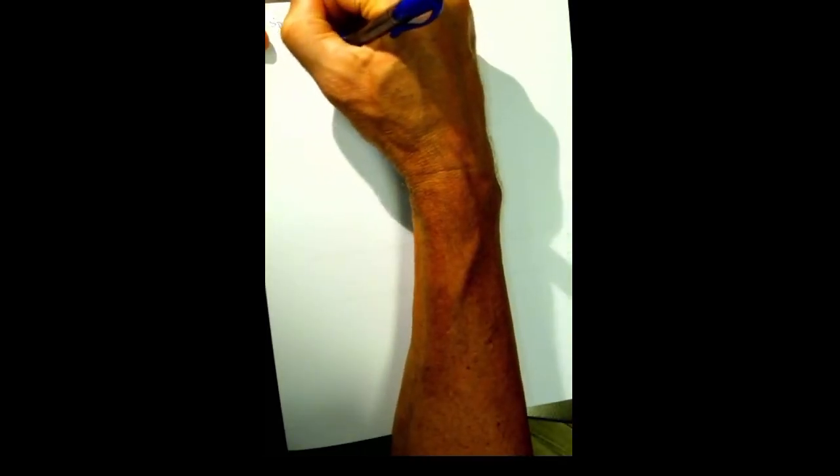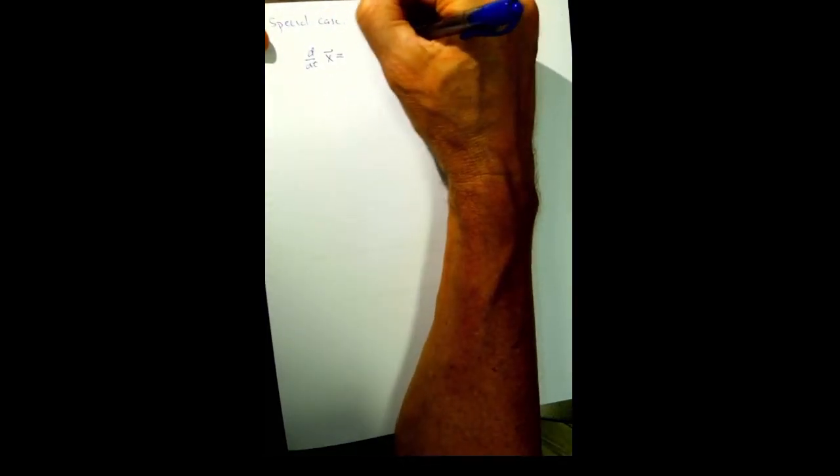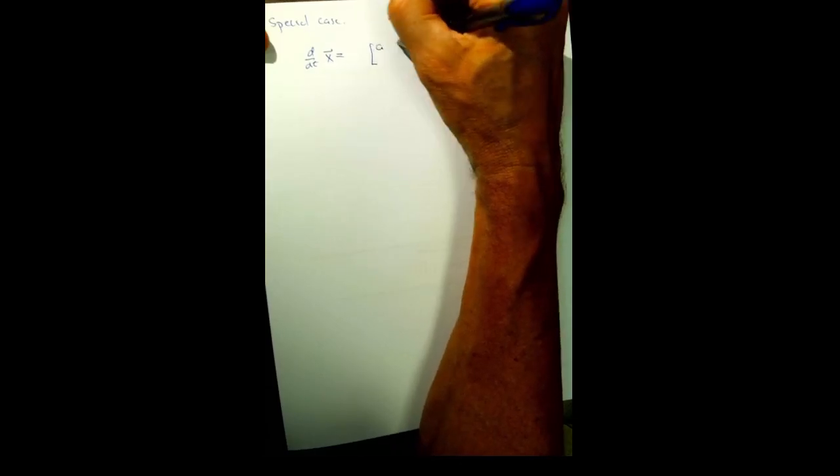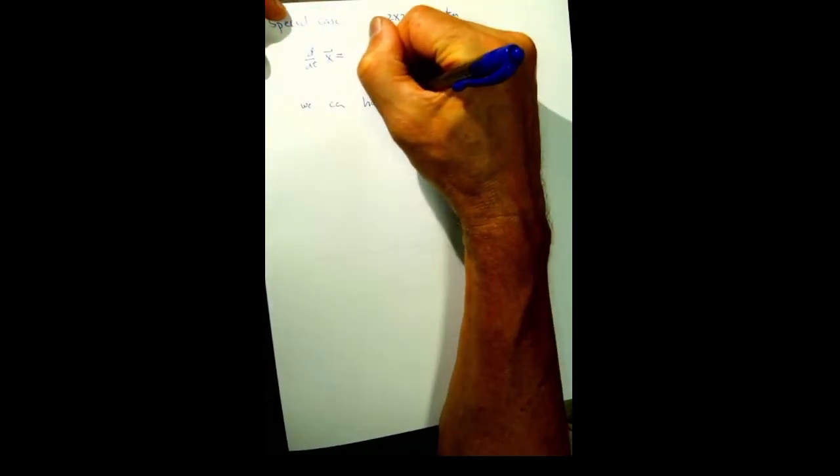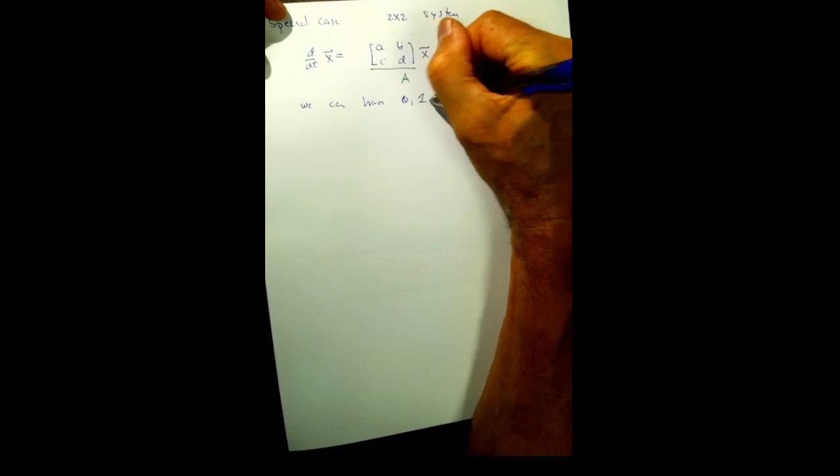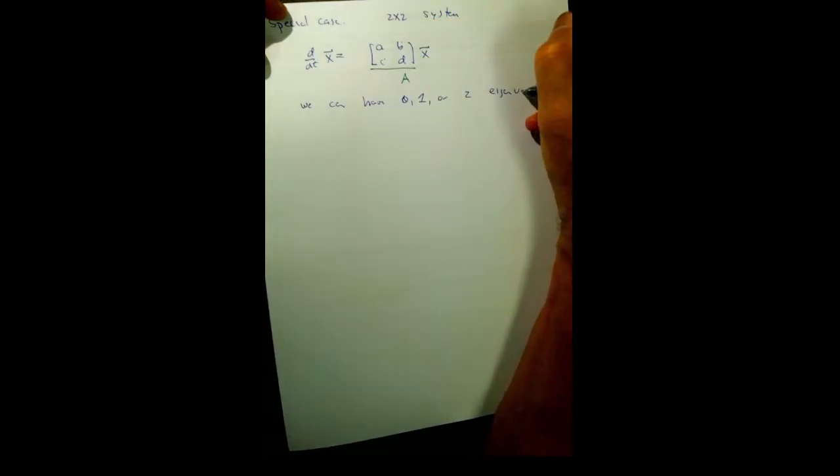So let's look at a special case. In this special case, we're going to look at a 2x2 system and ask, what does this mean? So if we have a 2x2 system, we're assuming our matrix A can be written in this form. So this is the matrix A we saw before, and it's a 2x2 matrix, so it has entries a, b, c, and d. And this means we can have 0, 1, or 2 eigenvalues.